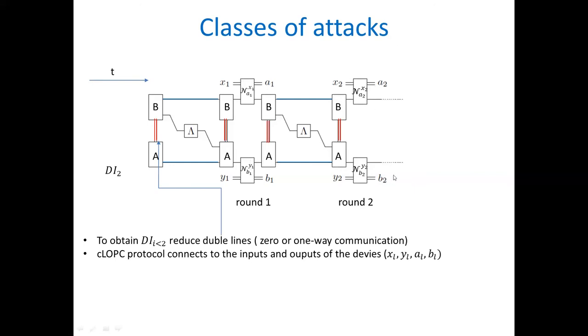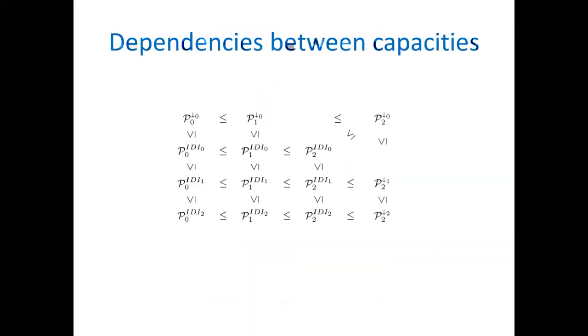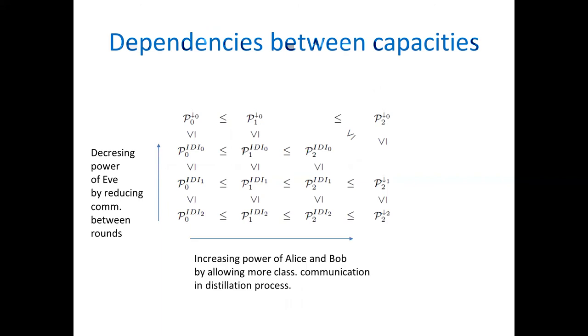Okay, and now, like I told you before, we reduce this class of attacks a little bit by saying that we don't want this blue line, so we disallow passage of memory between rounds. So this is class IDIJ, and you have a plethora of private capacities that you can obtain from that definition. Namely, there are these two indices, the lower subindex and upper subindex.